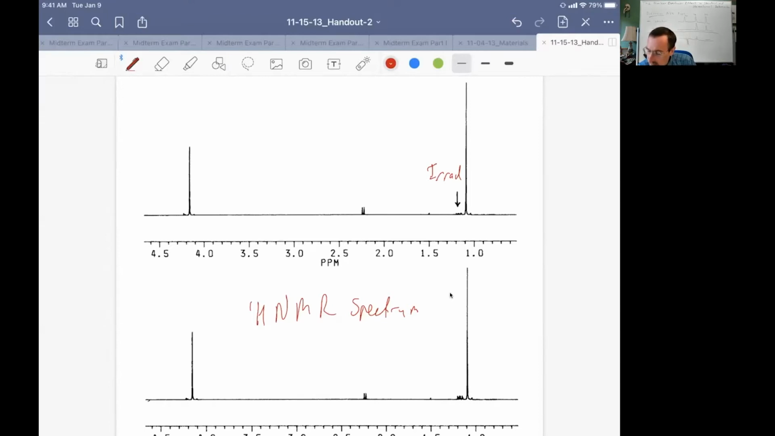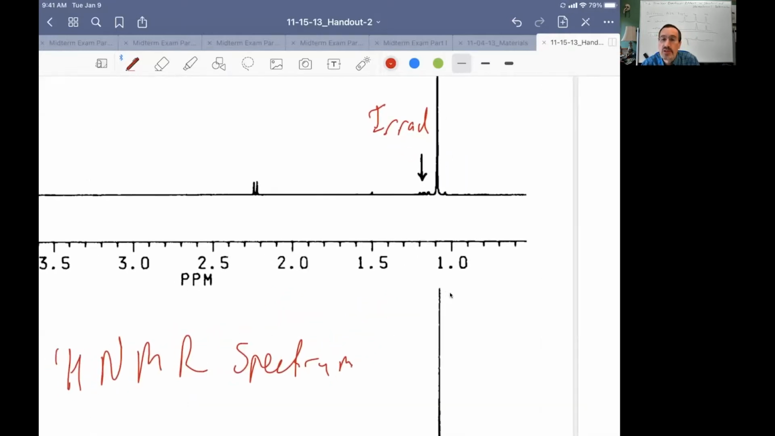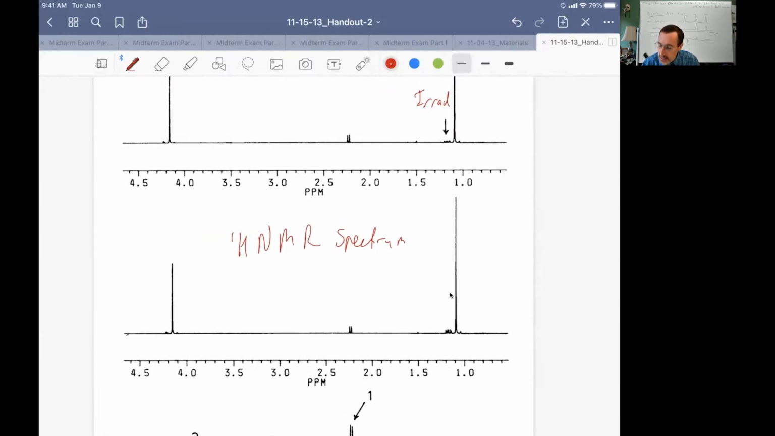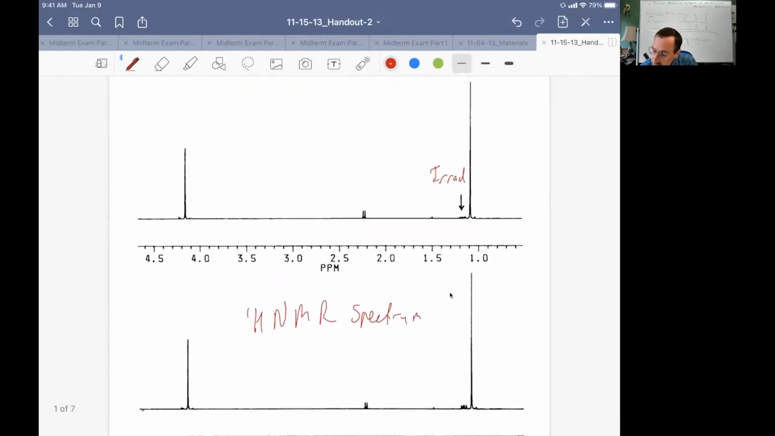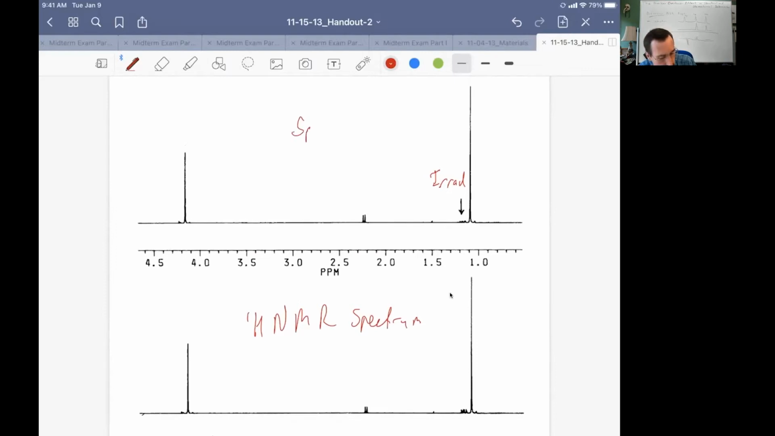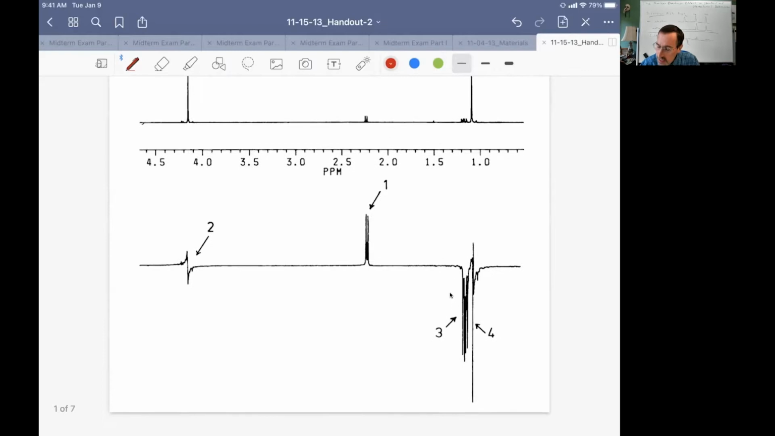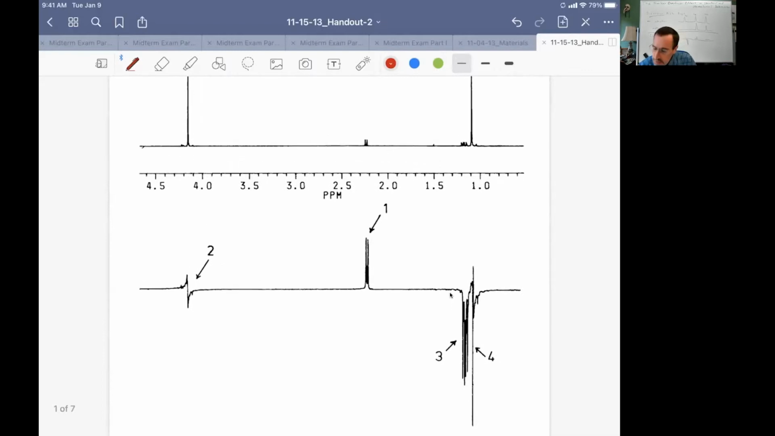So they irradiate this, and you'll notice because they're trying to modulate the power and not hit this peak at 1.1, they're not fully irradiating it. There's still some residual signal, but you can see it's gone down. And so this is the spectrum with irradiation. And then here, this is the difference NOE spectrum.